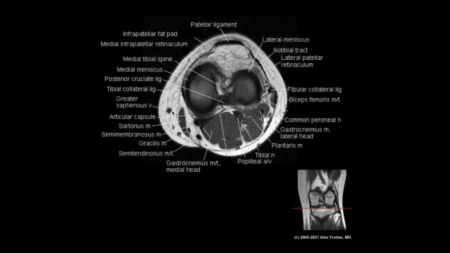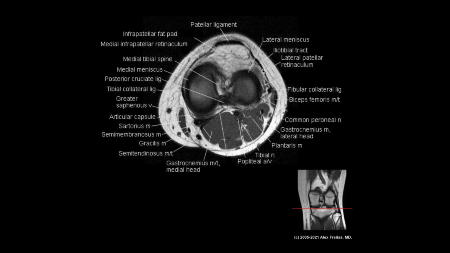Then we can see the great saphenous vein, the Sartorius muscle, again the articular surfaces, and the semimembranosus with the semitendinosus muscle together, the gracilis muscle, and the same muscles, the gastrocnemius medial head and the lateral head. One muscle that you can see here is the plantaris muscle. Same vessels here, the popliteal artery and vein and the tibial nerve, and the common peroneal nerve. The biceps femoris muscle and tendon is here too, and the fibular collateral ligament, and from the medial part it will be the tibial collateral ligament.